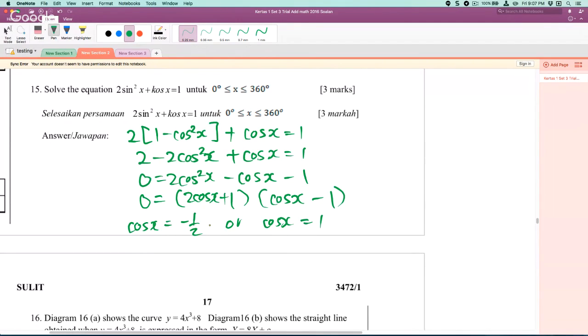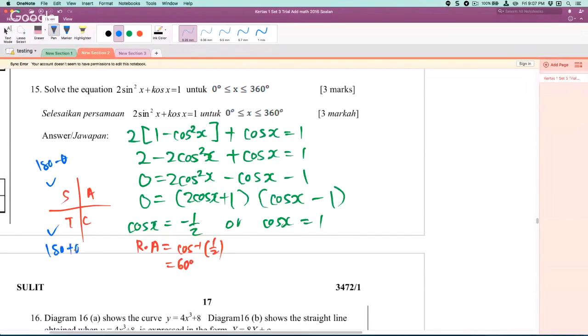So for 1 over 2, the negative thing, whenever you have negative on the other side, you have to find the reference angle first. Reference angle means you move your cos to the other side, ignore the negative. You should be able to get 60 degrees. And then you have to analyze which quadrant cos will be negative. Cos is negative in the second and third quadrants. Second quadrant means 180 minus angle. Third quadrant means 180 plus angle. So I will find my x is 180 minus 60, which is 120, and 180 plus 60, which is 240.